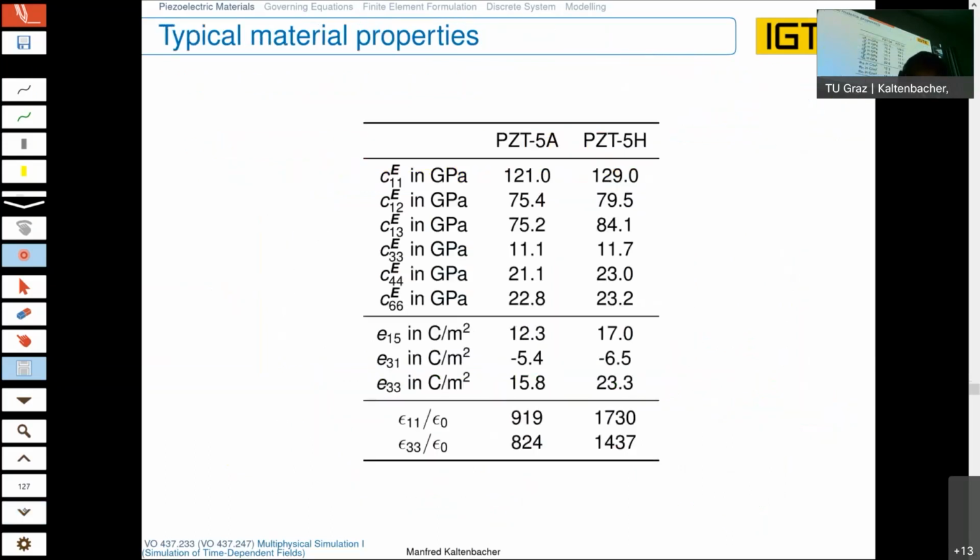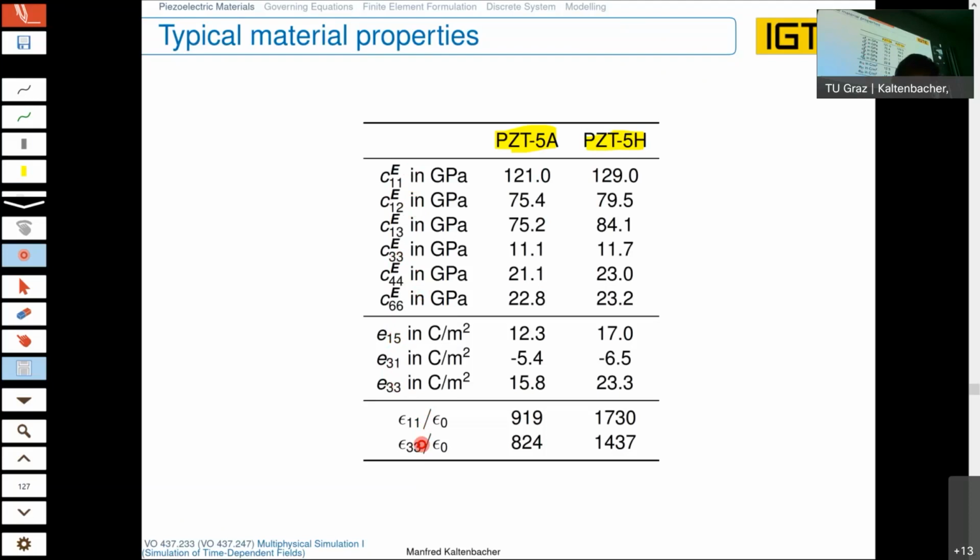To get the idea how large the different entries are, we have here two different PZT materials, the PZT material 5A and 5H. You see we have here the mechanical entries of the stiffness tensor. We have here the piezoelectric coupling, the entries of the piezoelectric coupling tensor, and here our two permittivities.